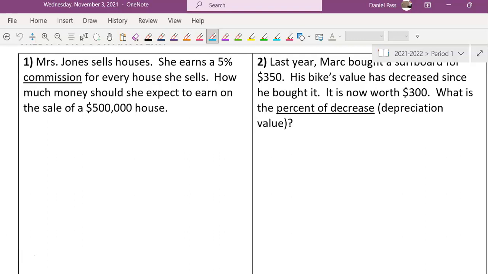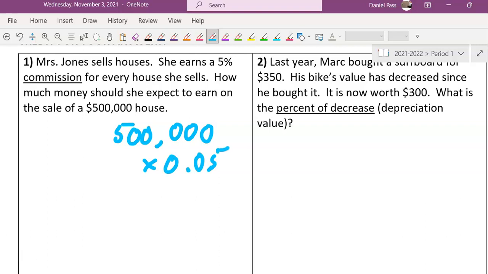I multiplied 500,000. And times what? By 0.05. That's correct. Why is it 0.05? Because you moved the decimal over twice, because it's percent. Okay. All right.